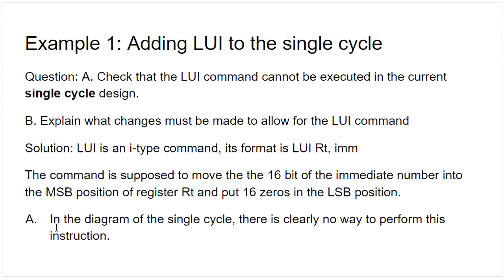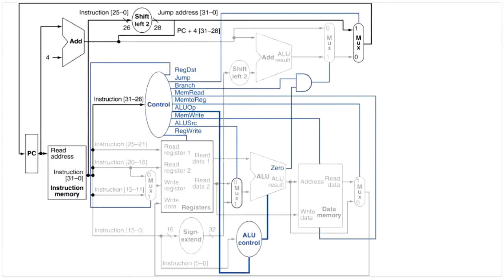First of all, for A, it says, in the diagram of the single cycle, there is clearly no way to perform this instruction. Well, he just says that. Why? If you look at it, there's nothing here that would provide me with this concept of moving something 16 bits to the left. I have a sign extender, but that does something else. That puts ones or zeros on the left side. But here we want to take the value and put it on the left side, and put zeros on the right. We don't have anything that does that. And there's no clear way to do that with what we've got.